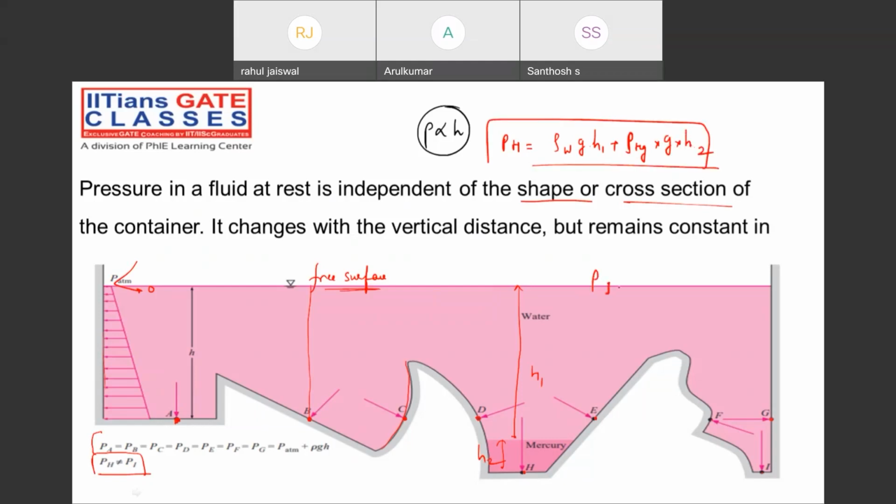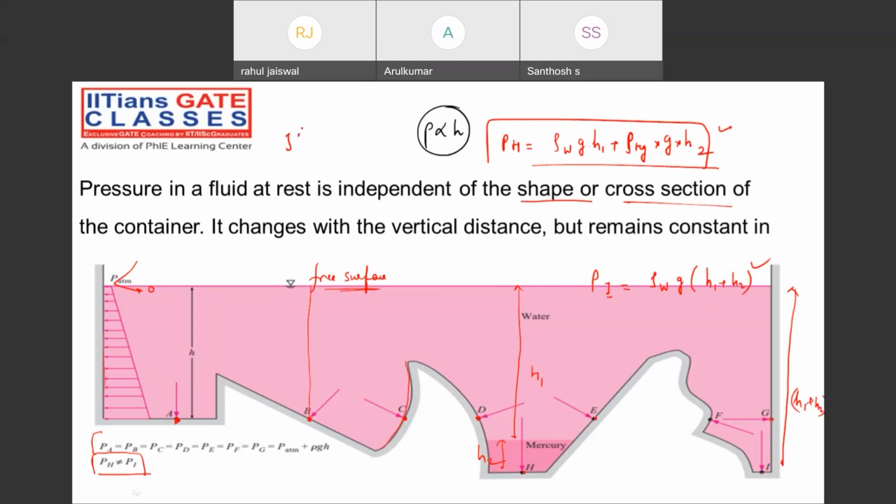But what about the pressure at I? Suppose the same height is there. Then we can observe rho of water into G into the total height, which is H1 plus H2. Now, are they different or the same? Different, right?